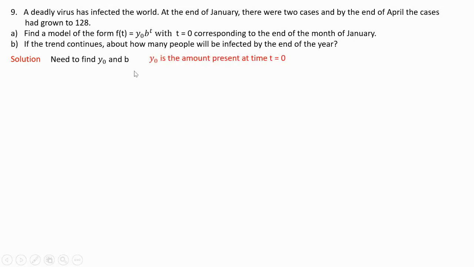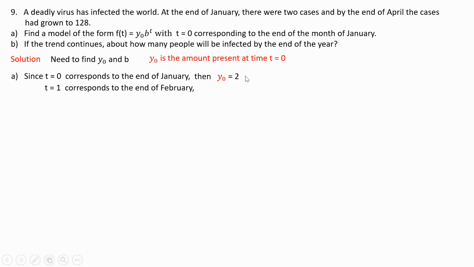Here we go. Y naught is the amount present at time 0. At the end of January, there were 2 cases, so t corresponds to the end of January, and y naught will be 2 because there were 2 cases when they were first recorded. So y naught is 2.